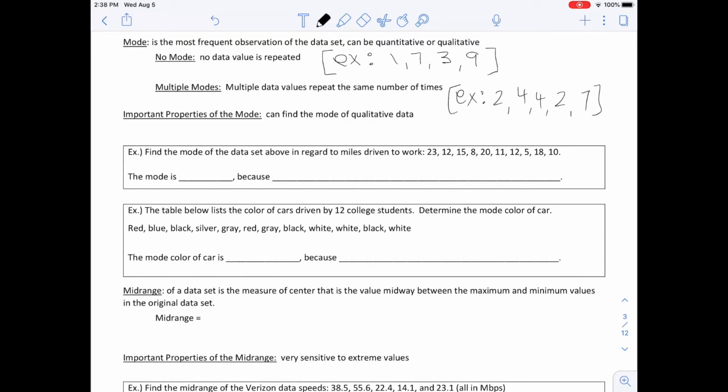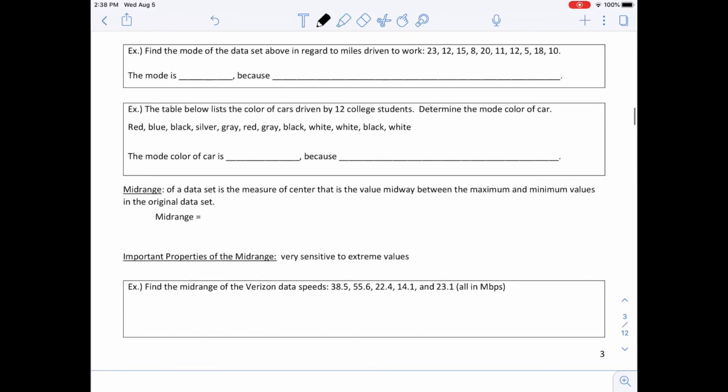Important properties about the mode: we can find the mode of qualitative data. There are two examples below, one of qualitative data and one of quantitative data. The first example says find the mode of the data set above in regards to the miles driven to work: 23, 12, 15, 8, 20, 11, 12, 5, 18, and 10. The mode here is going to be 12, because the number 12 occurs the most, twice. That is the most that any of these numbers occur for the miles driven to work.